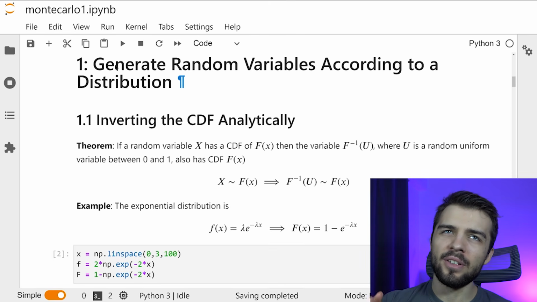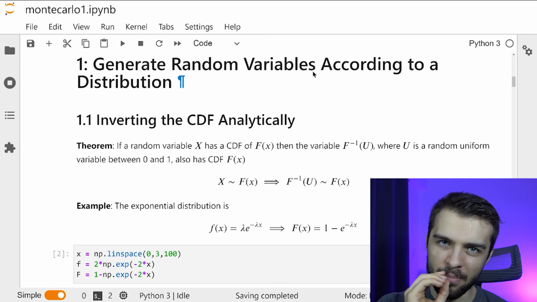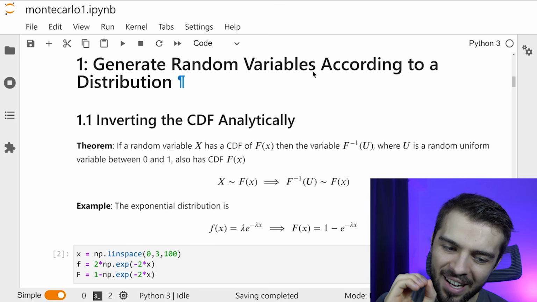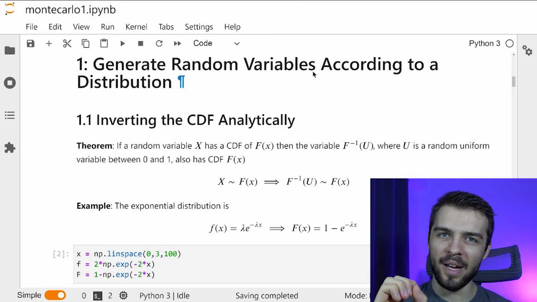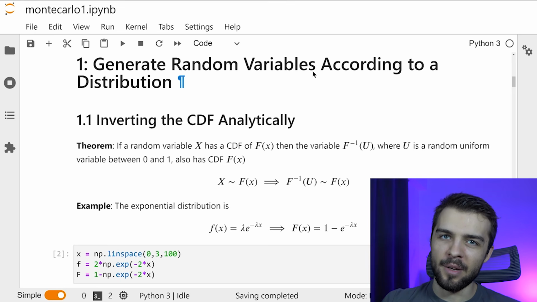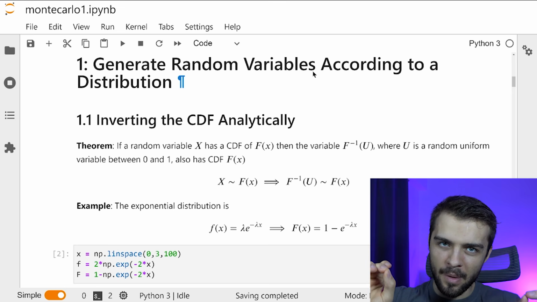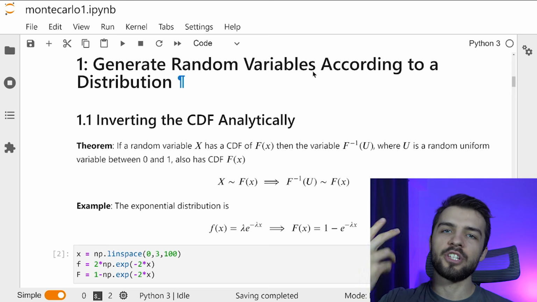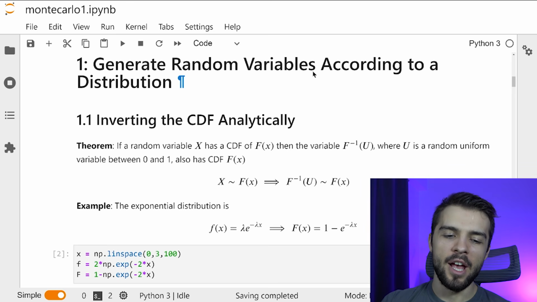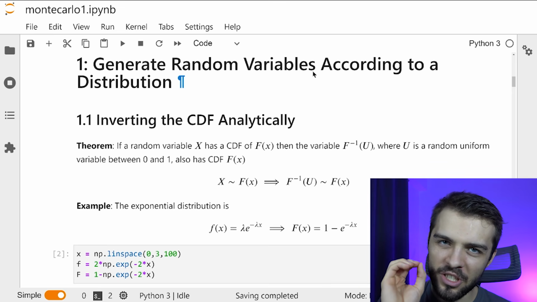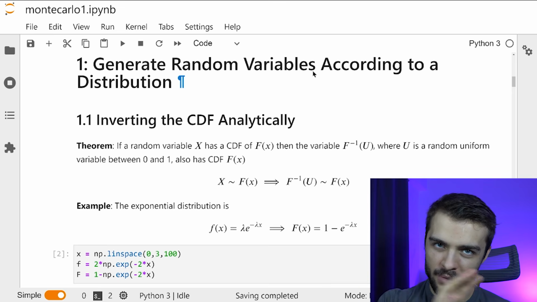So the first step in all these things is to actually generate random variables according to a specific distribution. And that's not as easy as it always sounds, right? I mean, you know that computers can generate random numbers. They can generate random uniform numbers. And if you have a package like NumPy, it can generate lots of different types of random numbers. But suppose you have a distribution that's not in NumPy. How would you actually generate a random number according to a distribution?